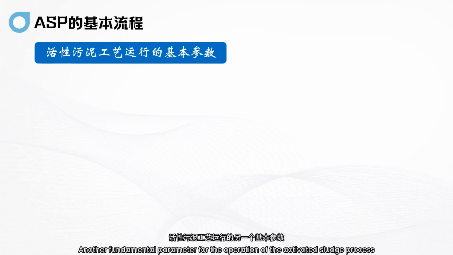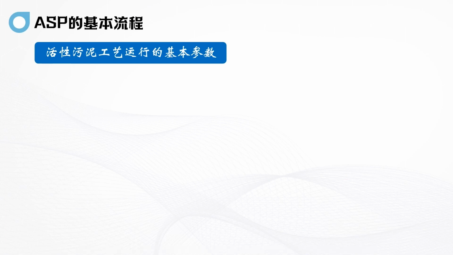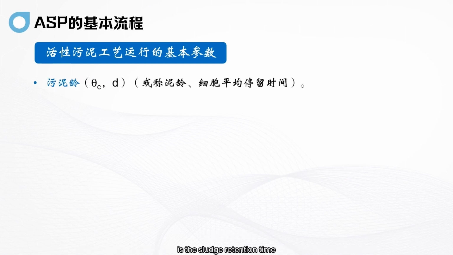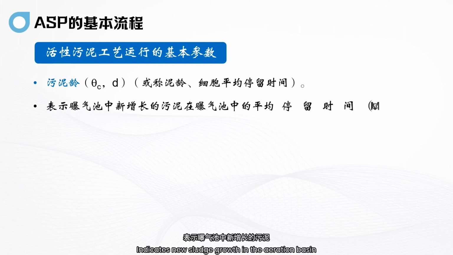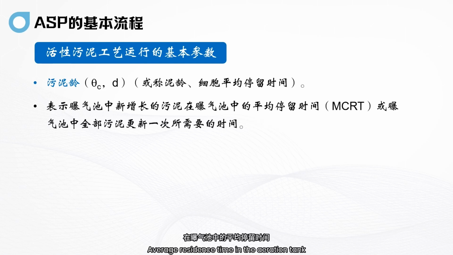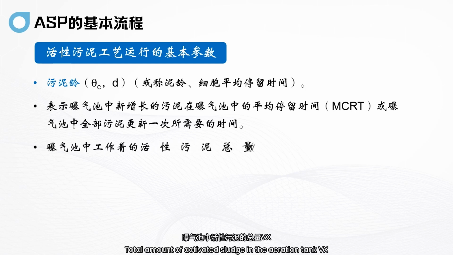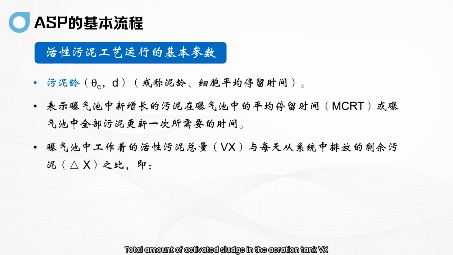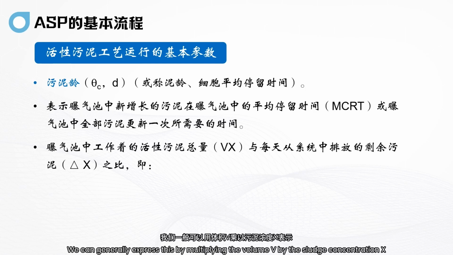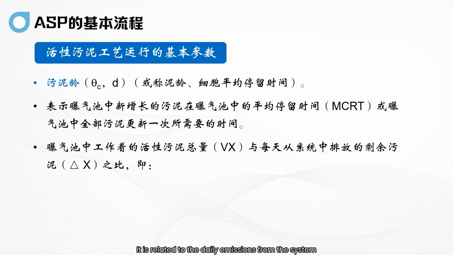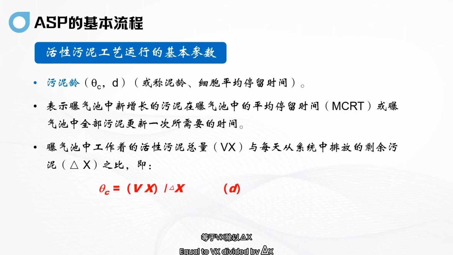Another fundamental parameter for the operation of the activated sludge process is the sludge retention time, or sludge age. It represents the average residence time of sludge in the aeration tank, that is, the time required to renew all the sludge. The total amount of activated sludge in the aeration tank, Vx, we can generally express by multiplying the volume V by the sludge concentration X. It is related to the daily discharge of residual sludge, delta X, that is, theta c equals Vx divided by delta X. This formula calculates the sludge age of the system.